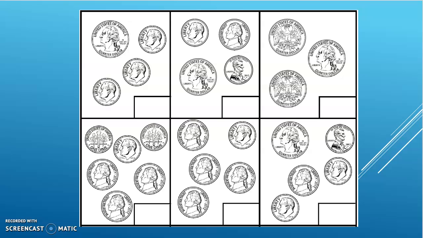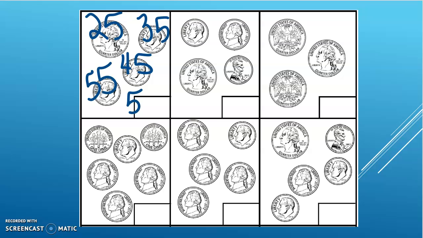So if you look in this first picture, you can see I've got a quarter and 3 dimes. So I'm going to be counting on my quarter first and then counting on my dimes. So first I have 25, plus 10 more is 35, plus 10 more is 45, and 10 more is 55. So the total amount we have here is 55 cents.